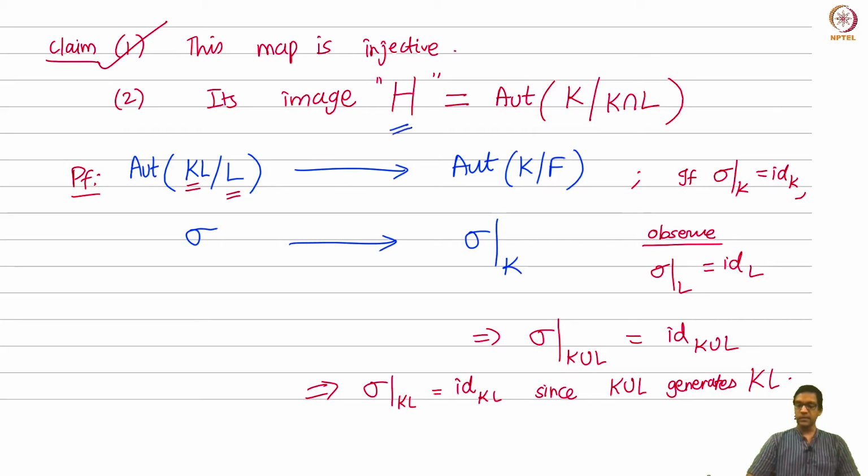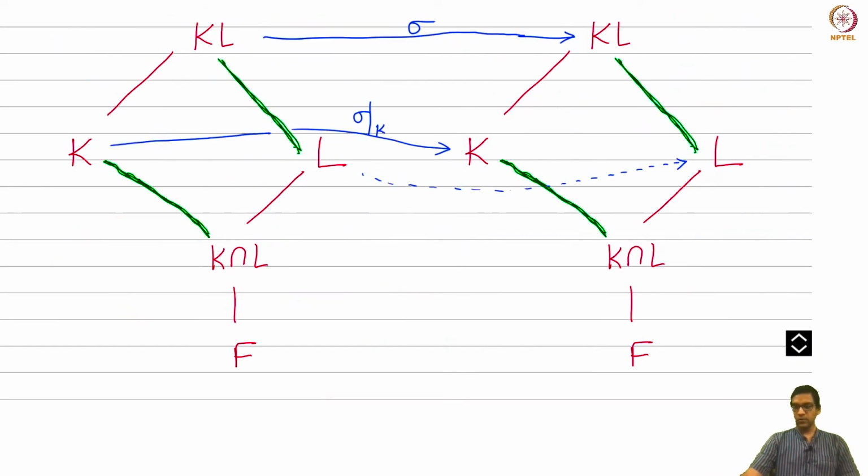The claim is that the image H is exactly this subgroup. So let's go look at that diagram again. We need to show that the image is the subgroup of automorphisms of K which are identity on K intersection L. Now here we will use the fundamental theorem of Galois theory.